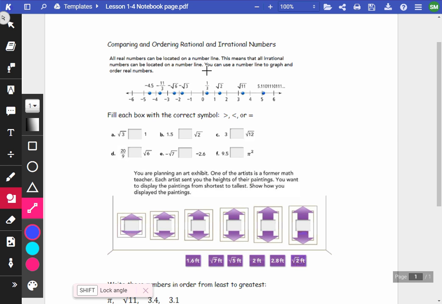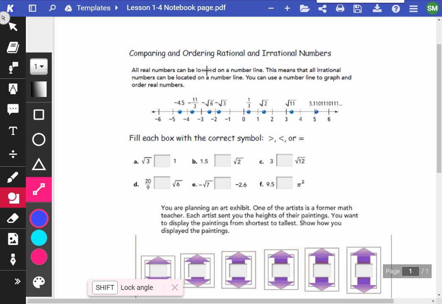Okay, this is Mrs. McIntosh, and I'm going to go through the notes on comparing and ordering rational and irrational or real numbers. Let me make it a little bit bigger so that you can see. And we're going to talk about how we would do this.